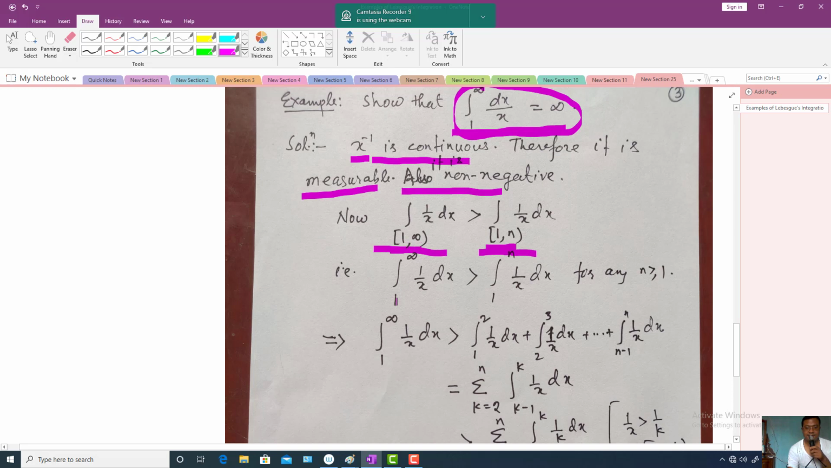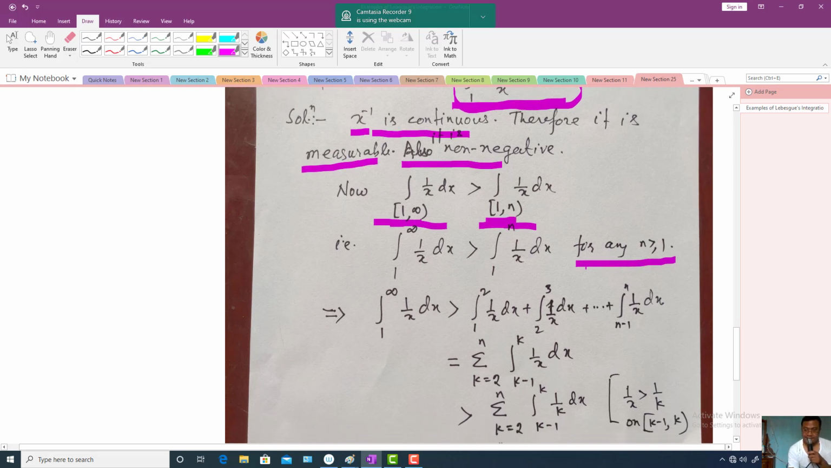So in notation you can write the integral from 1 to infinity of 1 upon x dx is strictly less than the integral from 1 to n of 1 upon x dx. This is true for any n. When n is equal to 100 also this is greater than this side. When n is equal to 1 billion also this is greater than this side. So for any n, as n tends to infinity also this is greater than this side. Okay, so that is the concept.